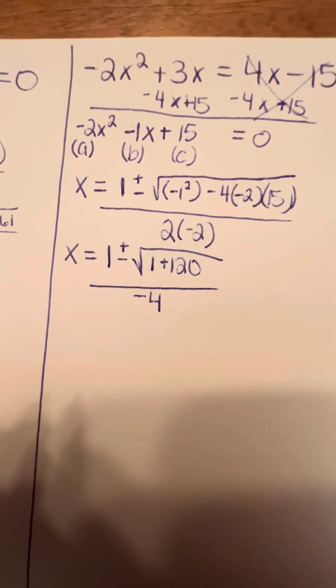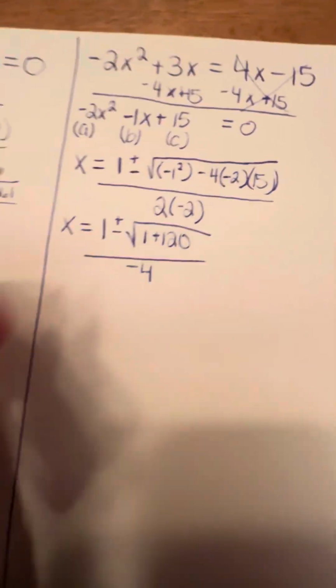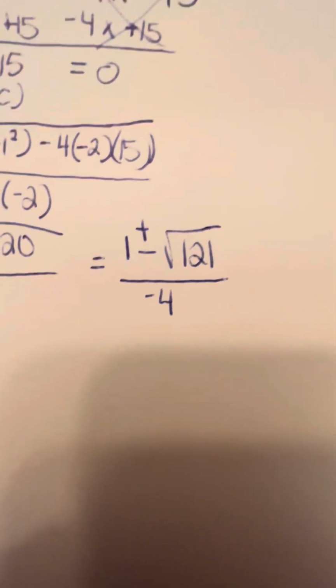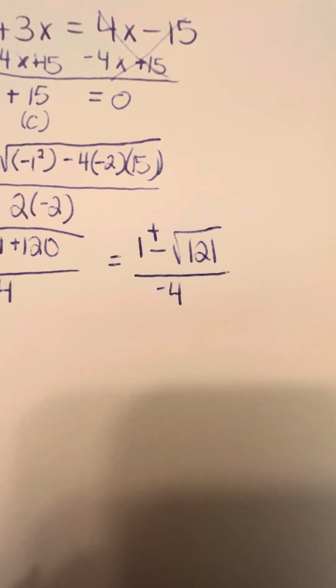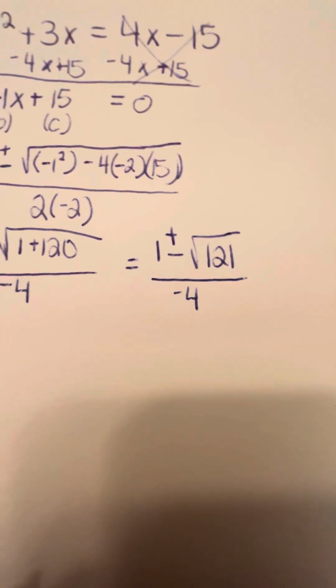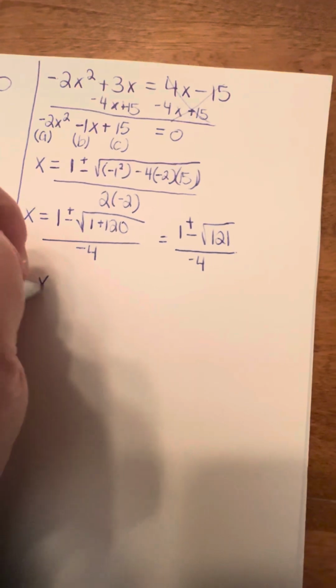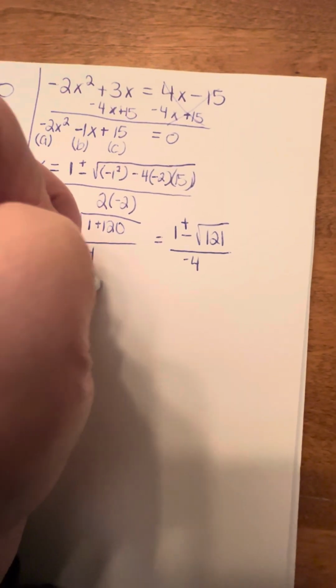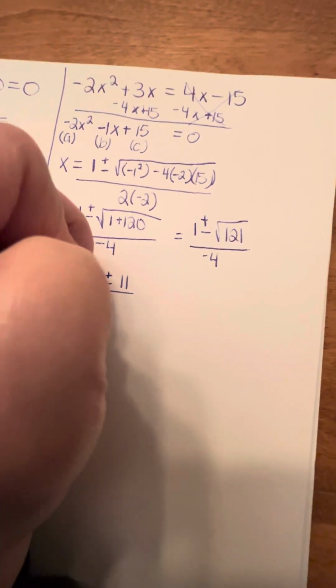All right, so under the square root symbol now, we have a 1 plus 120, which is going to give me 121. So again, I'm just rewriting the first part, plus or minus the square root of 121, which should be pretty easy for us to do, divided by negative 4. All right, square root of 121, like I said, should be a pretty easy one. That's 11. So we have x equals 1 plus or minus 11 divided by a negative 4.